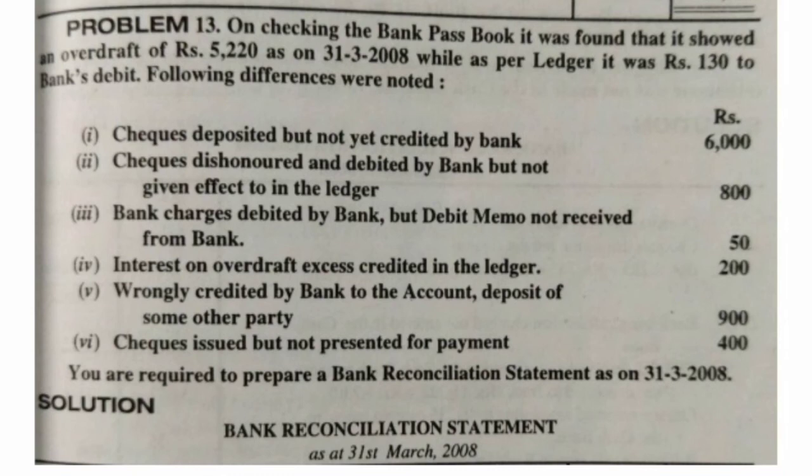Wrongly credited by bank to the account, deposit of some other party, means the passbook is getting credited by rupees 900 of some other party. So it is a wrong credit only, but the passbook is getting credited in the month of March, right? So we need to consider that credit in our account. Therefore, the passbook is showing an excess balance of rupees 900 in the month of March. We need to add this to the overdraft balance as per passbook.